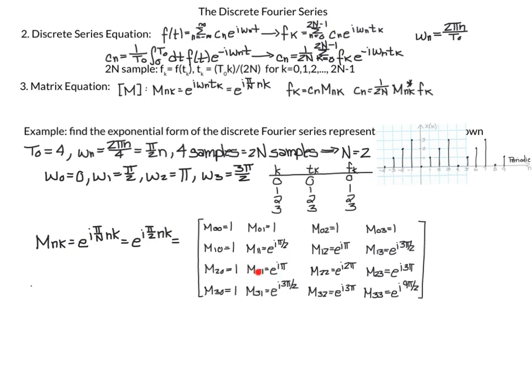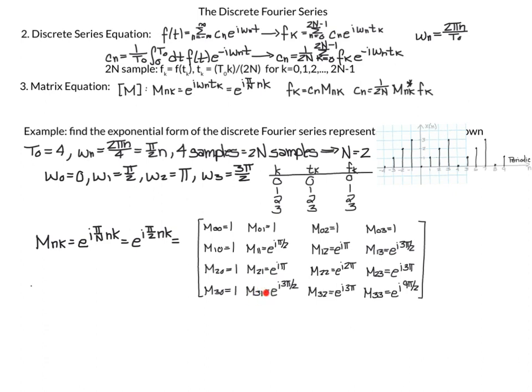So n is equal to 2, k is equal to 1. When we multiply that together, it gives us 2. So we're going to get e to the i pi. M2, 2: when we multiply them together, that's going to equal 4. So I'm going to get e to the i 2 pi. M2, 3: when we multiply them together, that gives us 6. So that's going to give me e to the i 3 pi.